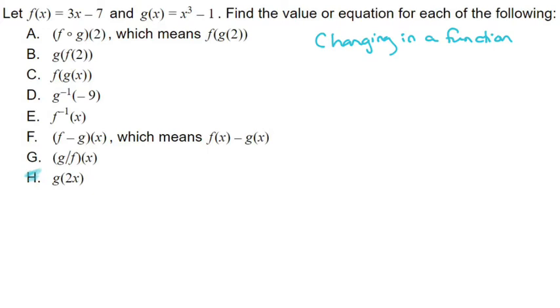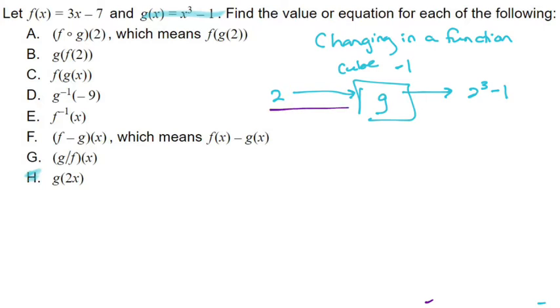So if I really view it as what a function does, I know that the function g, based on this up here, will take something and cube it, right? Because this is what the function is doing, and then it will subtract 1 from what I get. So if I were to put in 2, I would get 2 cubed minus 1, right? 2 cubed, and then it would subtract 1. If I were to put in 4, it would take 4, cube it, and then subtract 1.